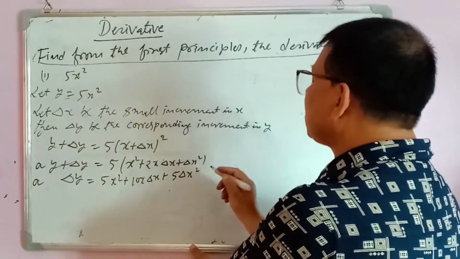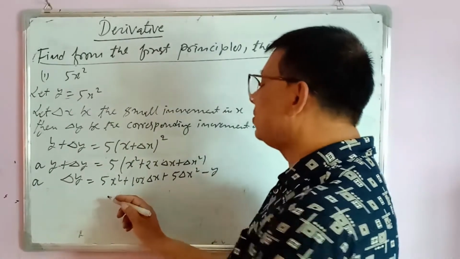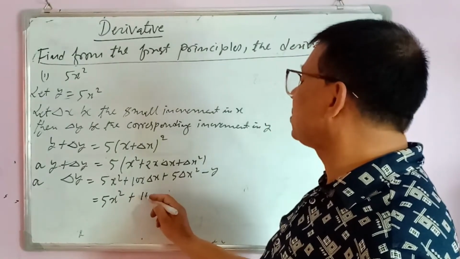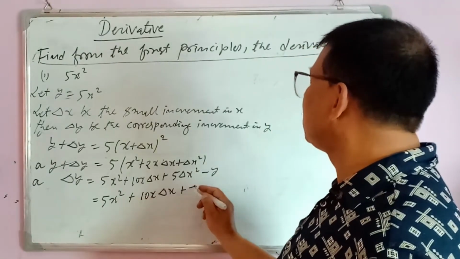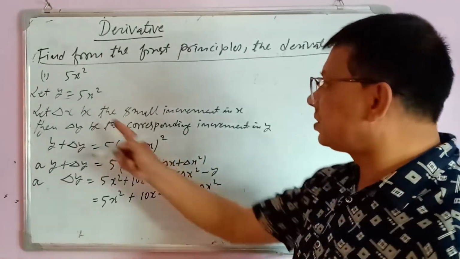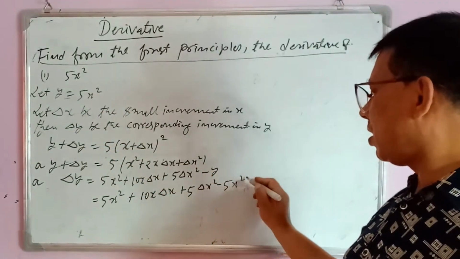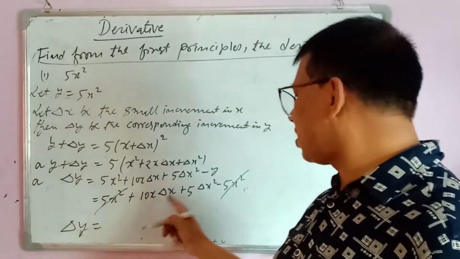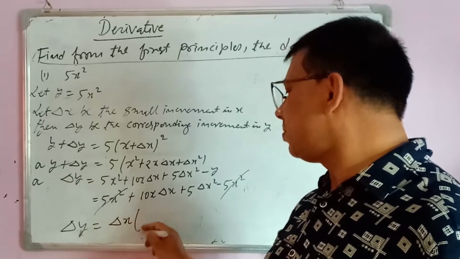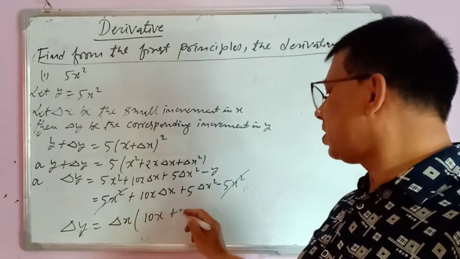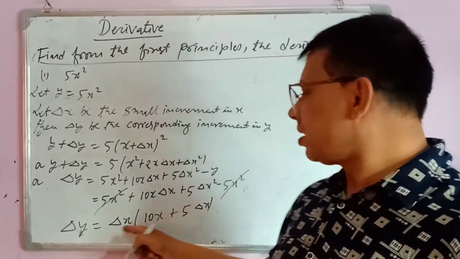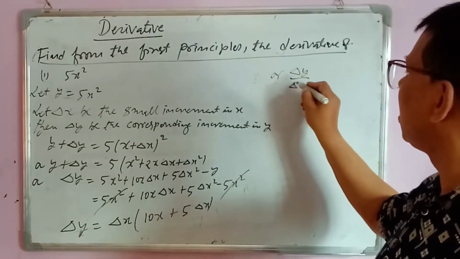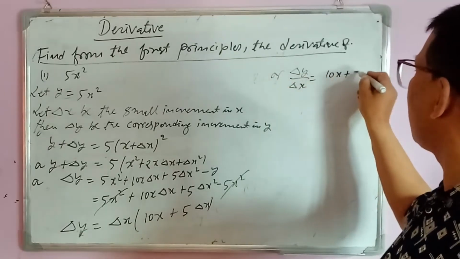This y transferring that side, it is minus y. Now put the values: 5x square plus 10x delta x plus 5 delta x square minus y, and y is 5x square. This minus 5x square and plus 5x square cancel, so delta y equal to, now take delta x common, then remaining is 10x plus 5 delta x. Now this delta x transferring down, delta y upon delta x equal to 10x plus 5 delta x.